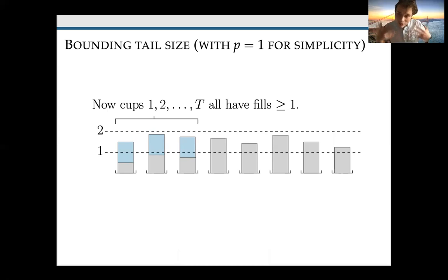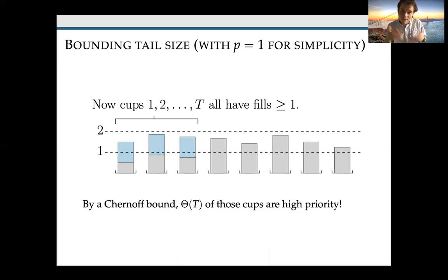So we have these T known cups that have fills at least 1, and we can just apply a Chernoff bound to argue that about half of these cups should be high priority. So that means we showed that if you can force a large tail size, you can also force a large number of high priority cups that have fills 1 or more. And of course, that contradicts the main technical lemma. And so the result is that this lemma about high priority cups immediately implies a strong bound on tail size.